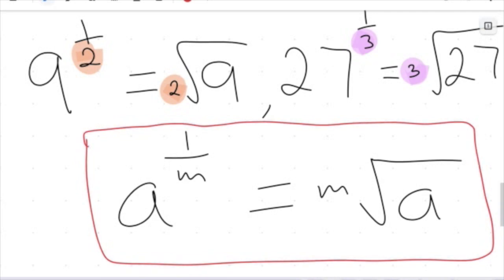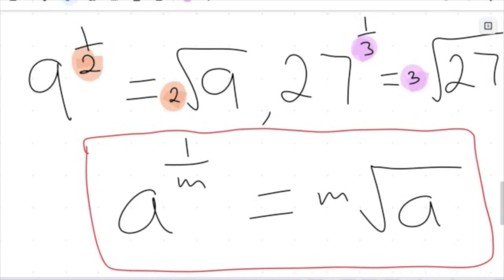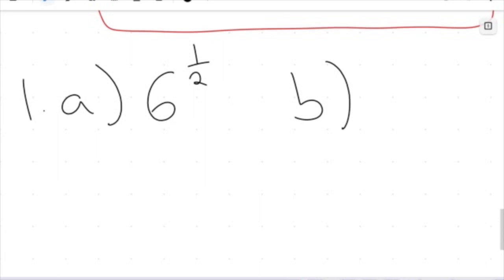Now let's apply this to some questions. We're going to try to evaluate some numbers. We'll write them first, converting them from fractional indices to using a radical sign. By a radical, we just mean this root sign. And we're also going to look at index laws with these types of questions as well, with fractional indices. So let's look at question 1 over here. I want to write the following numbers using a root sign or a radical sign. So we have 6 to the power of a half here, and for B we have 2 to the power of a fifth.